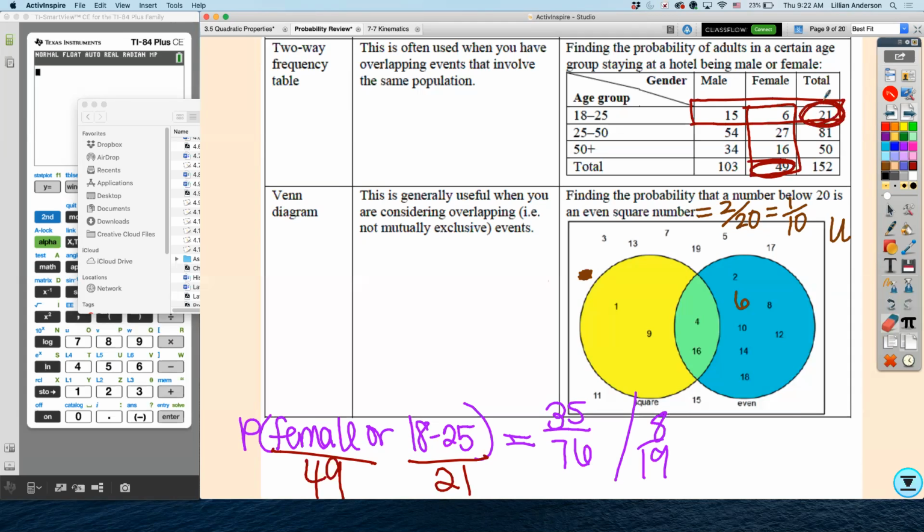There's a problem if you add up those two numbers. If you add 49 and 21, you're doing something that you shouldn't do. You're counting the females that are 18 to 25 twice. So what do I need to do with that 6? You subtract it from the total that you get from the 49. Exactly. So when you add those up and subtract 6, you do get 64 out of 152, and it reduces to 8/19.